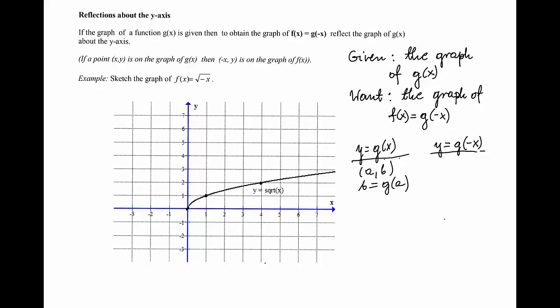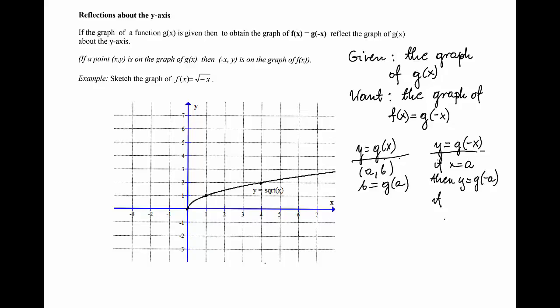Suppose that the point (a, b) is on the graph of function y equals g of x. That means that b is equal to g of a. And now let's consider function g of negative x, or function f of x. Now if x is equal to a, then y is equal to g of negative a. And at this point I don't know whether g of negative a exists. So I don't know whether I have the point on the graph with x coordinate a.